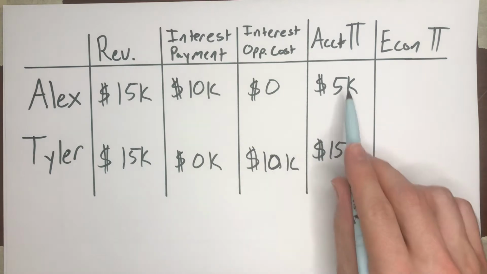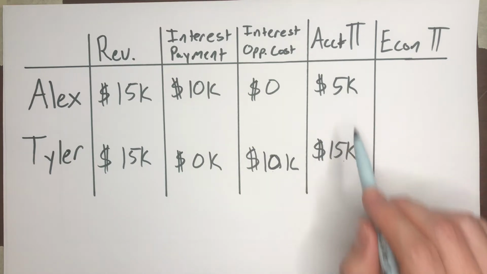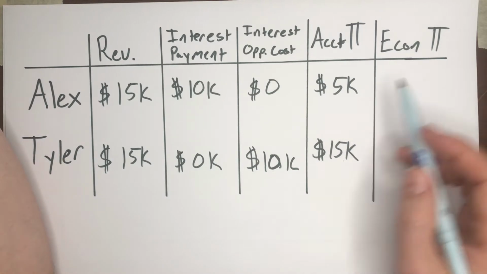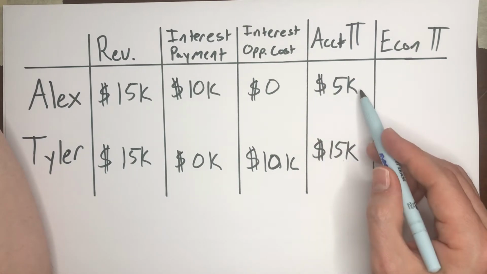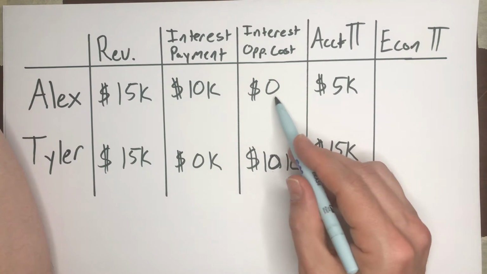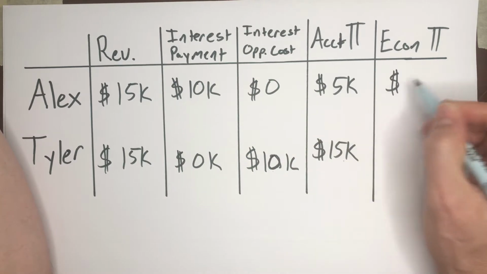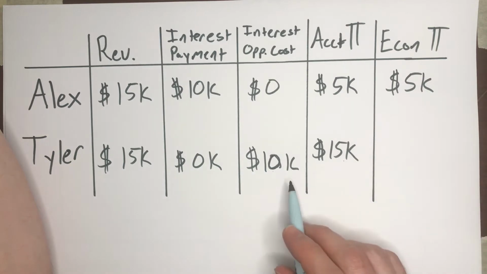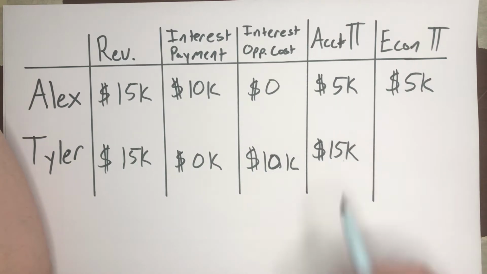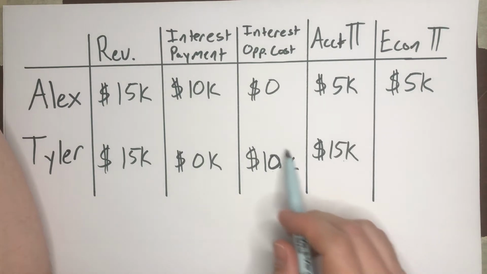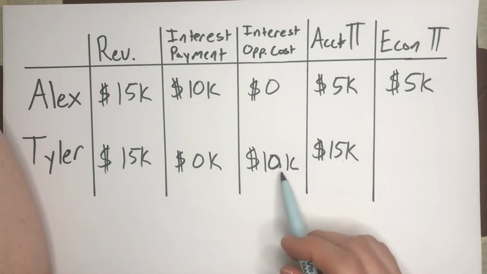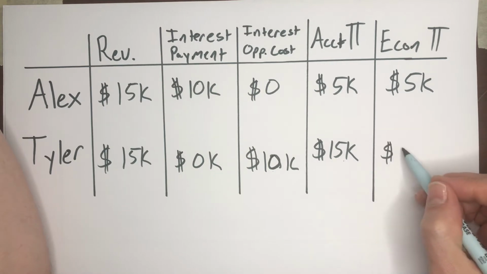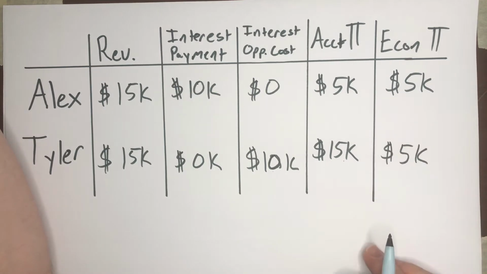Okay, so the accounting profit is going to be different for these two individuals, but the economic profit is the same. Take the accounting profit of $5,000, subtract out the opportunity cost of 0. Alex is making $5,000 in economic profit. Tyler has accounting profits of $15,000, but when you subtract out his opportunity cost of what else he could have done with his $200,000 inheritance, he also has economic profits of $5,000.